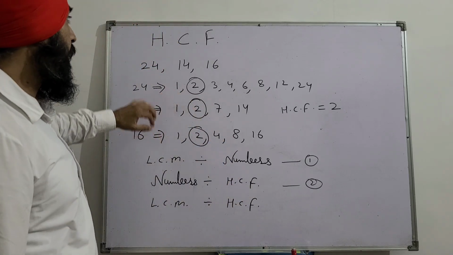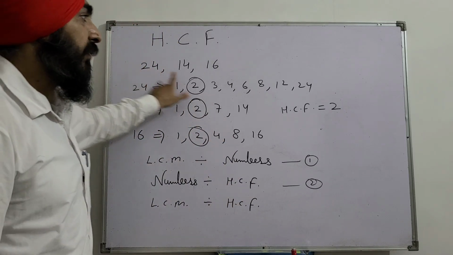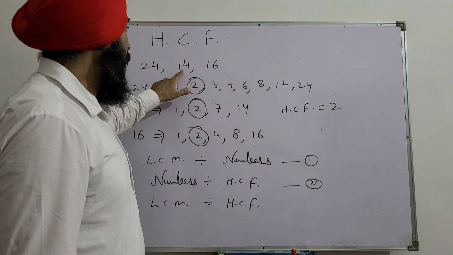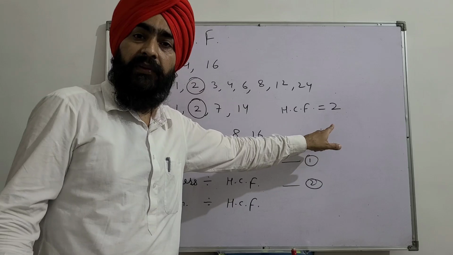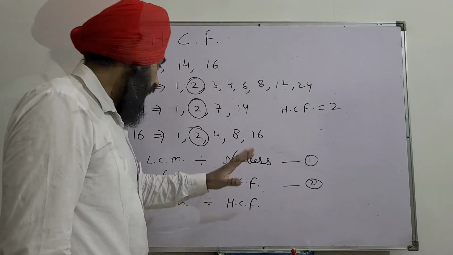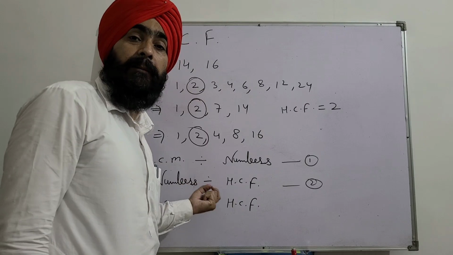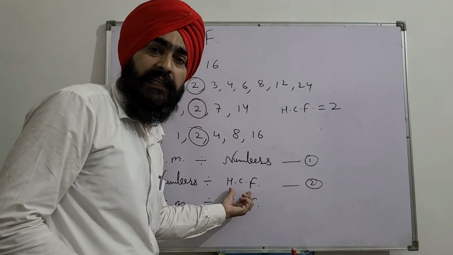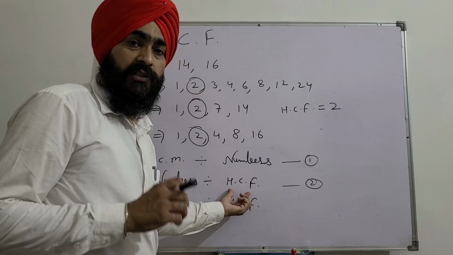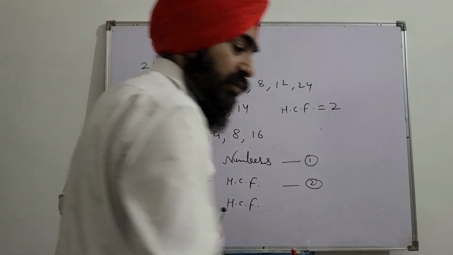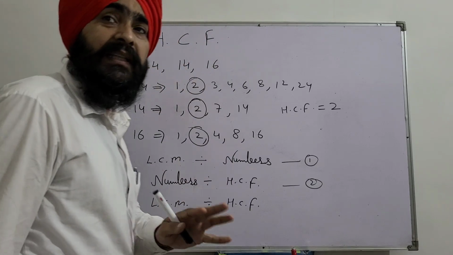So very easily you can clear it. Like 24 divided by 2, that's perfectly leaving the remainder 0. 14 also divided by 2, leaving the remainder 0, and 16 also divided by 2, leaving the remainder 0. It means it is verified that all those numbers which we had taken to find the LCM or HCF are divisible by the HCF always. So in this way you can verify the HCF.